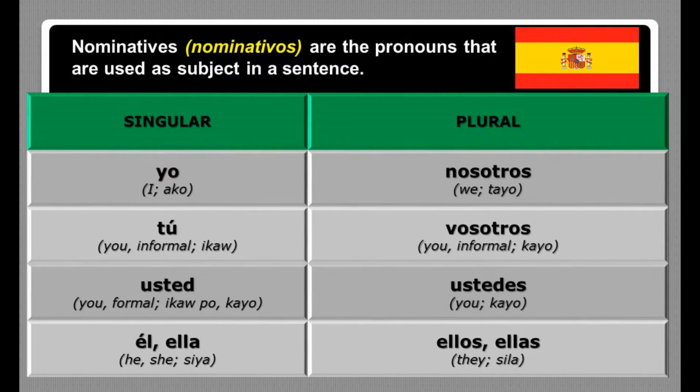Third person singular siya are él or he, take note of the accent, and ella or she. Plural forms are ellos when they are all males, and ellas when they are all females. When the third persons are a mixed gender, ellos is used.